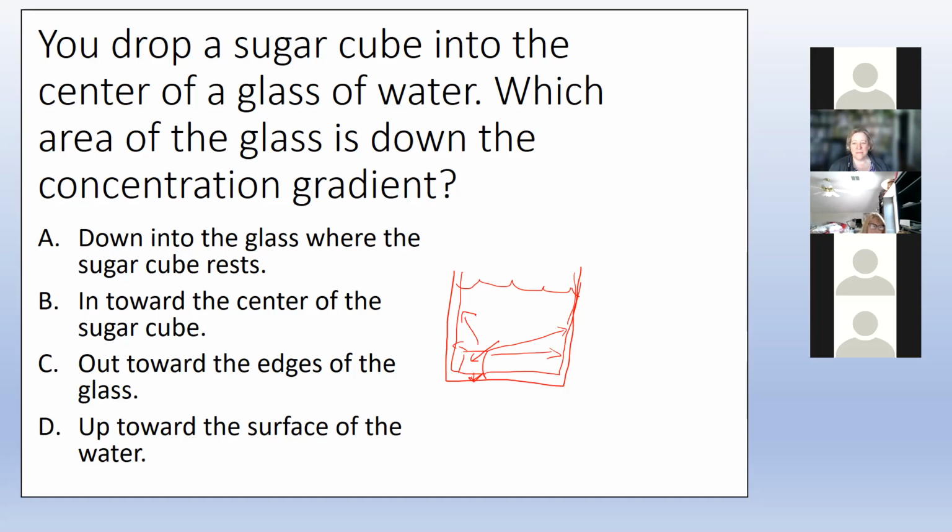I would say yes. Yes, you're correct. Yes, they're going to go more toward the outer surface. Okay, they're going to spread out. So that is down the concentration gradient.